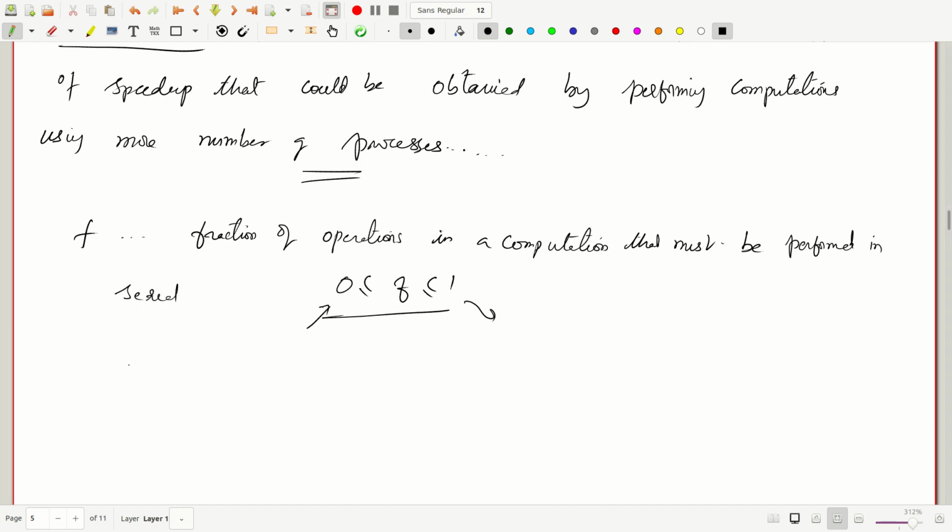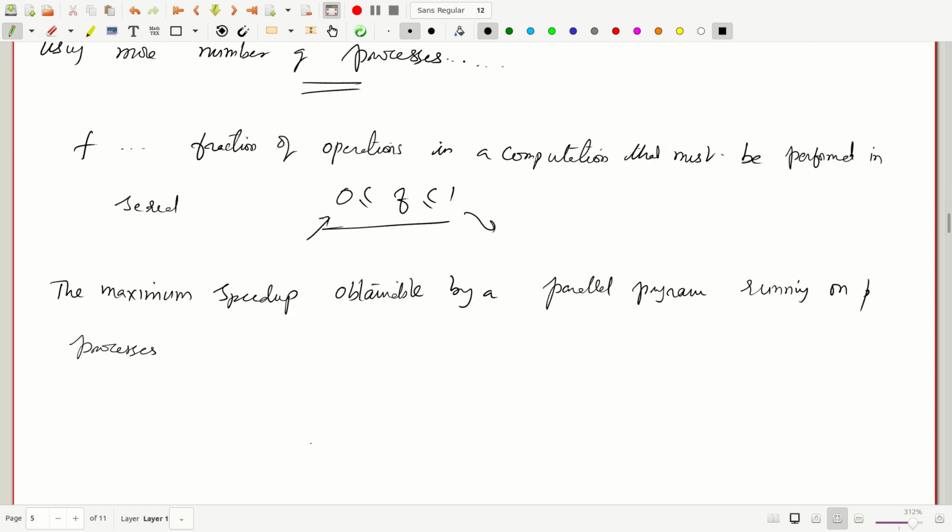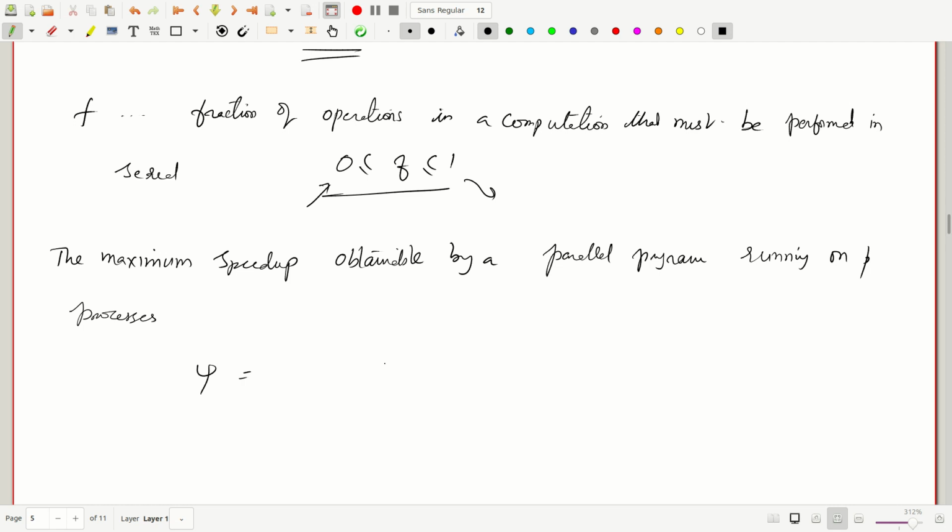then the maximum speedup according to Amdahl, the maximum speedup achievable or obtainable by a parallel program running on p processors is basically given by psi equals 1 by f plus (1 minus f) divided by p.